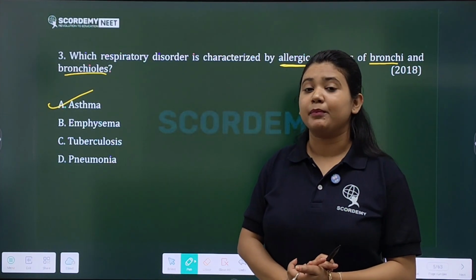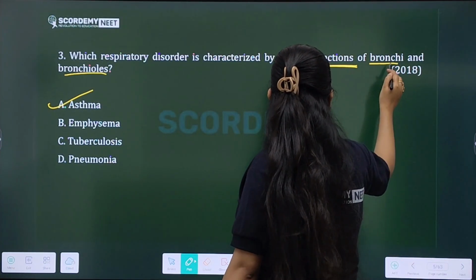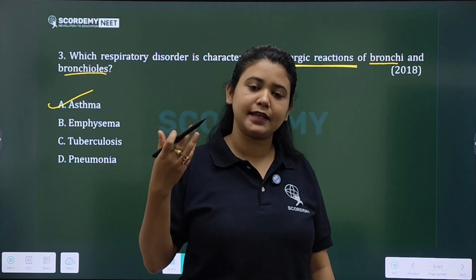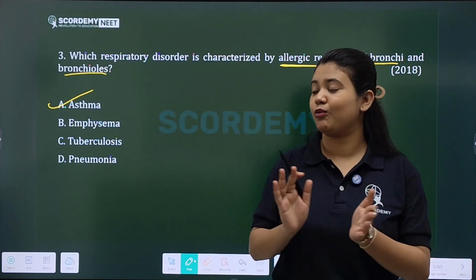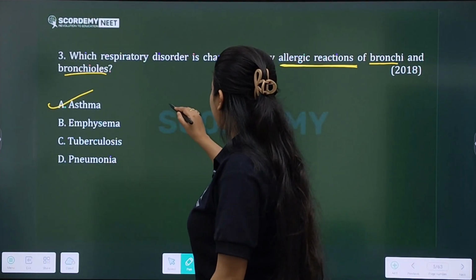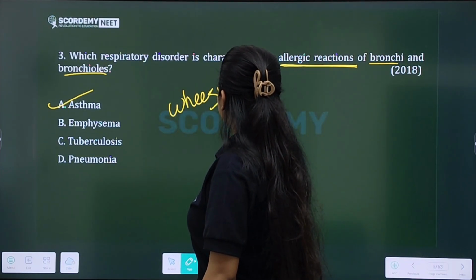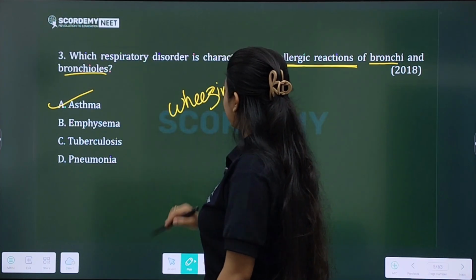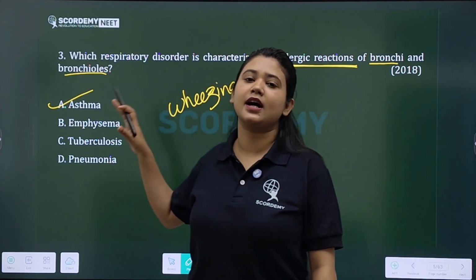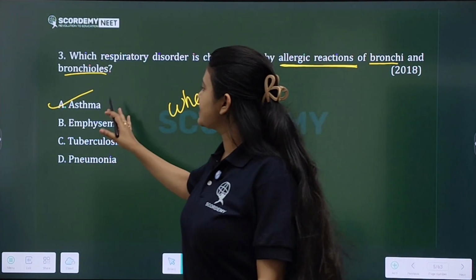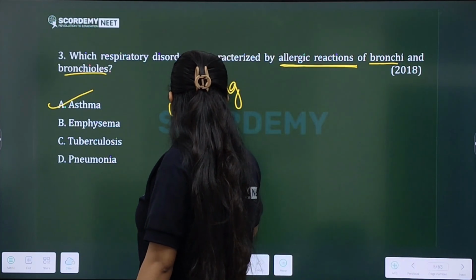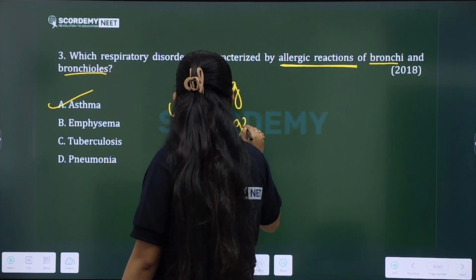The conducting part, the bronchi and bronchioles, gets inflamed. It gets inflamed and it gets narrower. That is the reason why the person experiences difficulty in breathing, and along with the difficulty in breathing the person might also experience wheezing, right? These are your allergic reactions, and conditions like asthma are triggered by allergens, right?